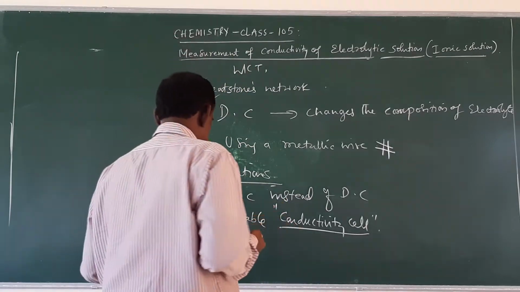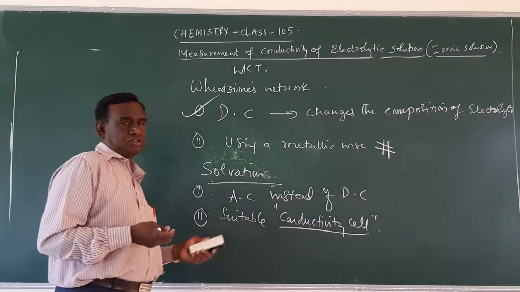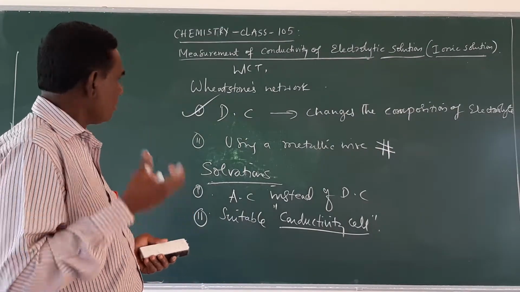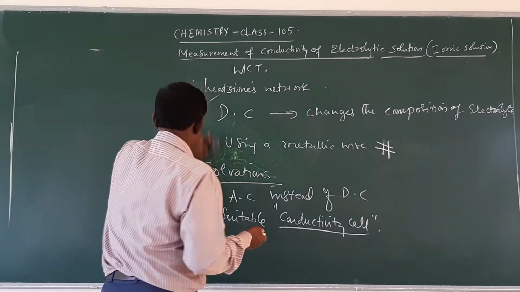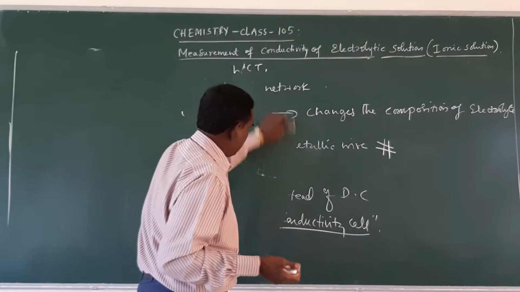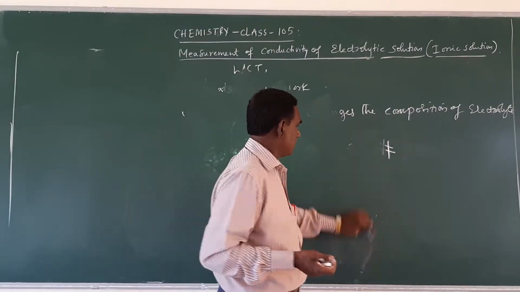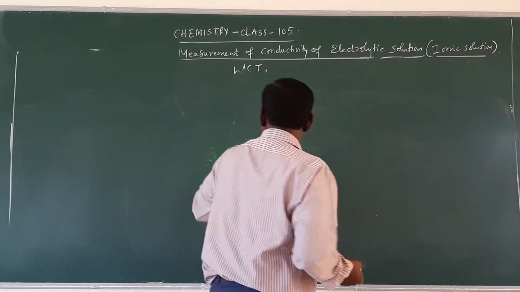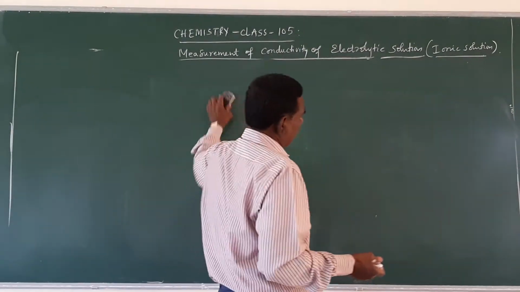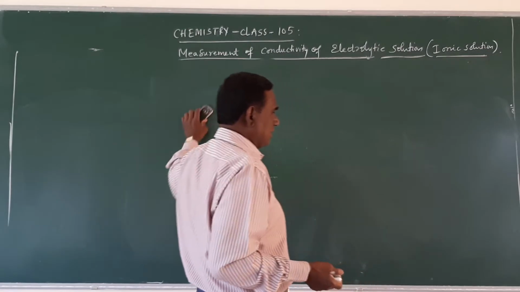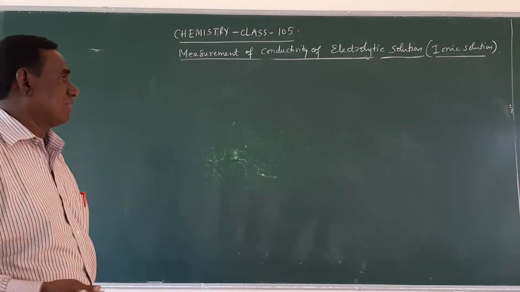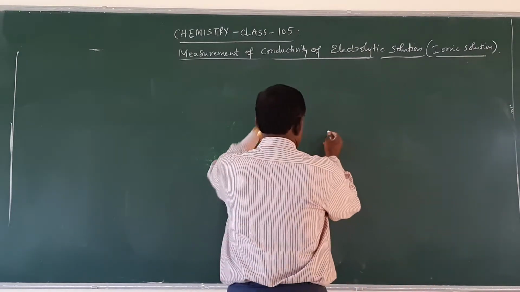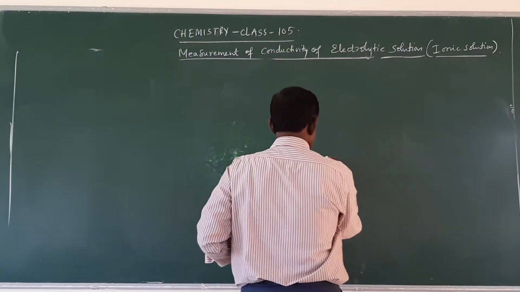So what are these conductivity cells? There are some important conductivity cells that are designed. These are the suitably designed conductivity cells. Different conductivity cells are used for measuring the conductivity of the electrolyte solution by using Wheatstone's network. Let me take one type of conductivity cell here. So this is one type of conductivity cell.